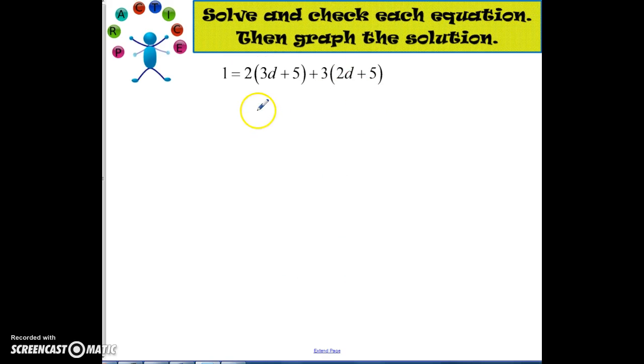Great. Number 5, we have 2 different parentheses. So this first parentheses will be distributing the 2. The second parentheses will be distributing a 3. But we can go ahead and do that all together. So 1 equals 2 times 3d plus 2 times 5, then plus 3 times 2d plus 3 times 5.